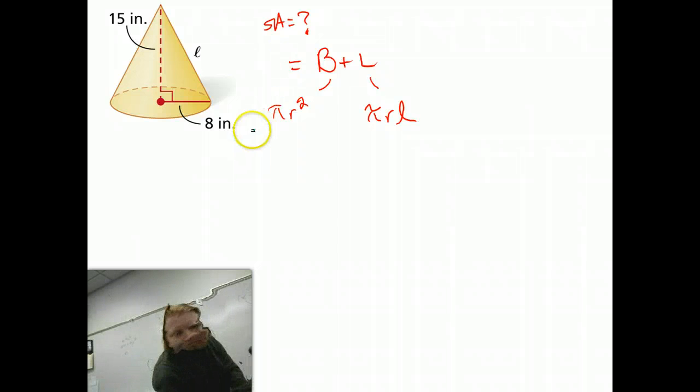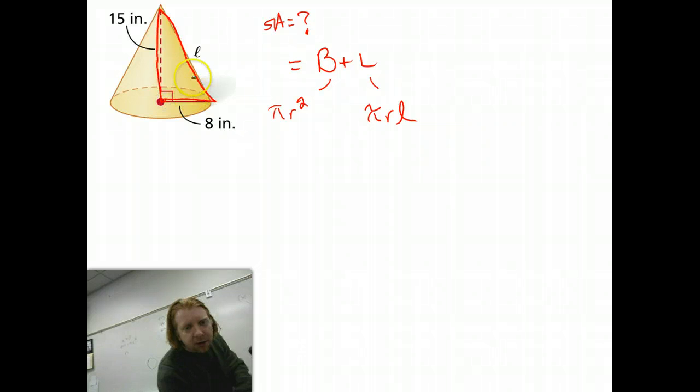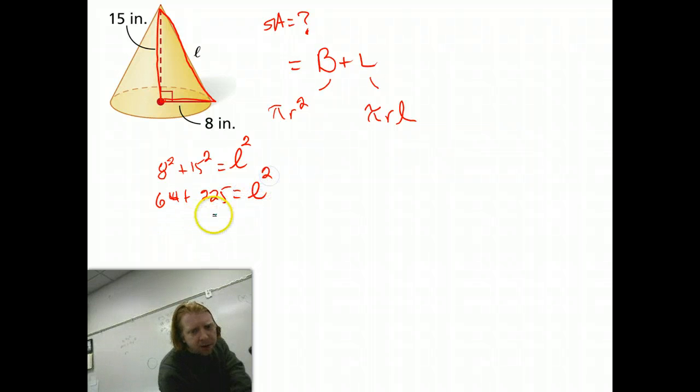Yeah, Pythagorean theorem. Basically, whenever you deal with a right triangle, you're going to want to use the Pythagorean theorem to get through it. So that's the hypotenuse. So I get to just do 8 squared plus 15 squared is equal to L squared. So that's 64 plus 225. Combine my like terms puts me at 289.